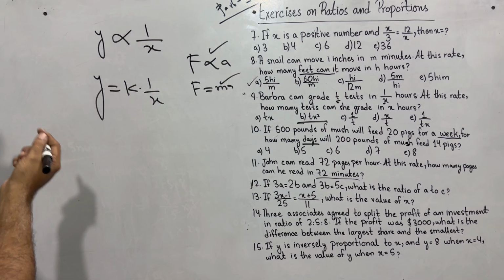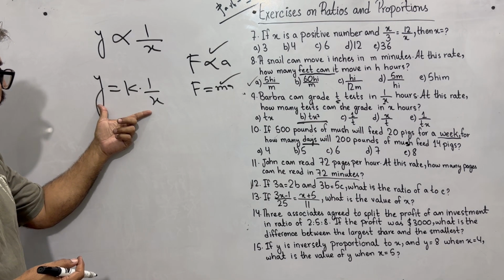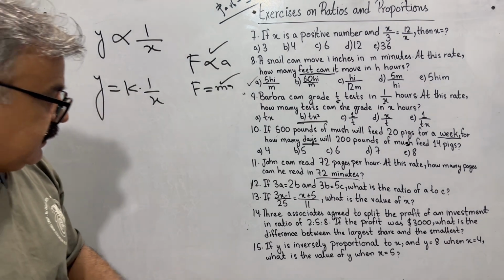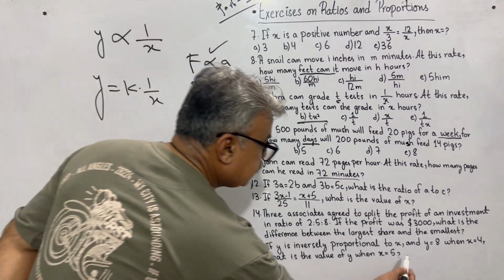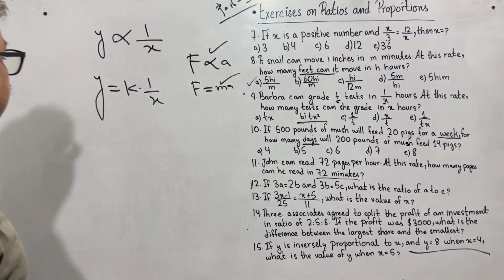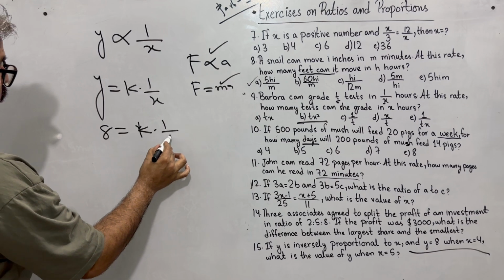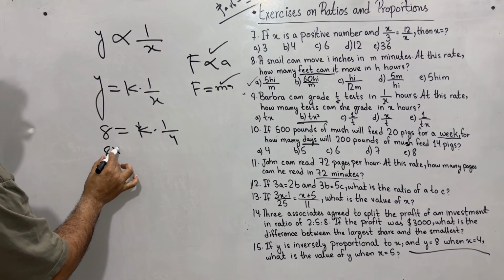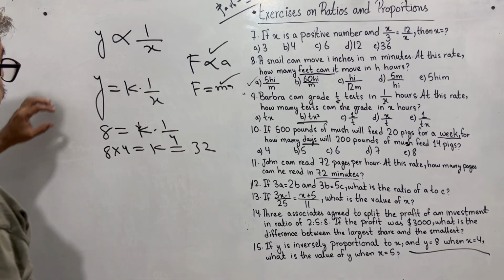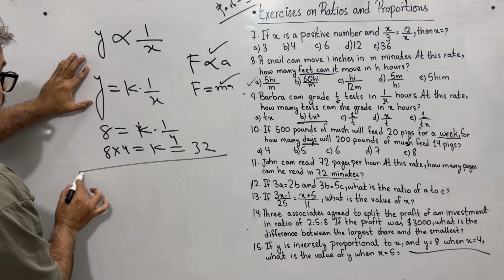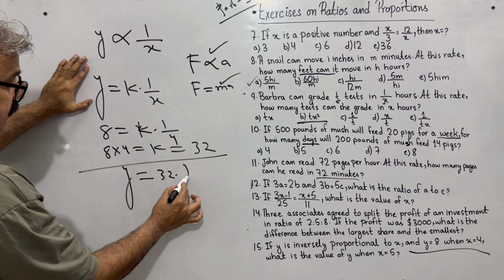Then we are given a pair of values of x and y. Plug in the values of x and y to get k. If y is inversely proportional to x and y is equal to 8 when x is equal to 4, then y is 8 and x is 4. Shift 4 here, 8 times 4, so k is equal to 32. Plug it in, so our equation is y is equal to 32 times 1 over x.